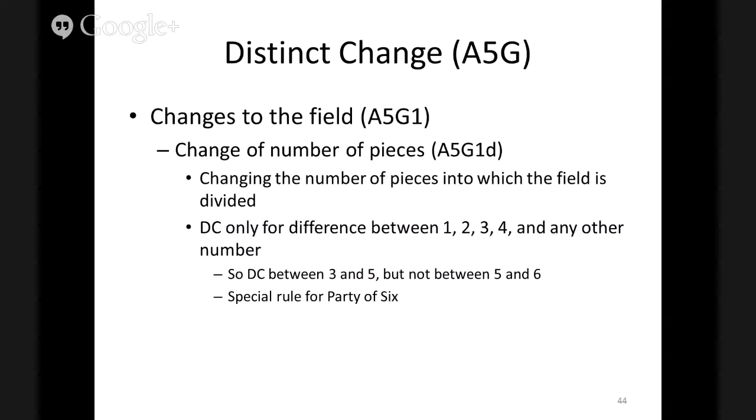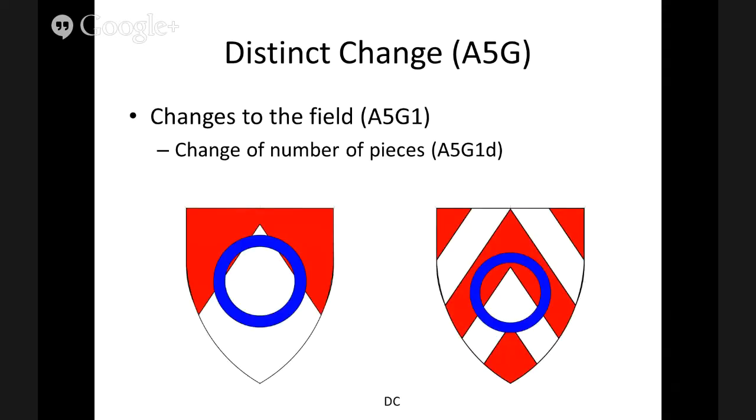Changing the number of pieces. You only get a DC between 1, 2, 3, 4, and many. Okay? So there's a DC between 3 and 5. There's not a DC between 5 and 6. There's an exception for a field division called Party of 6. If you really are interested, go look at the section. I'm not going to go into Party of 6. I'm not sure I've ever seen Party of 6 in an SENA submission. I'm sure someone's done it, but usually you see it in mundane heraldry with Marshall.